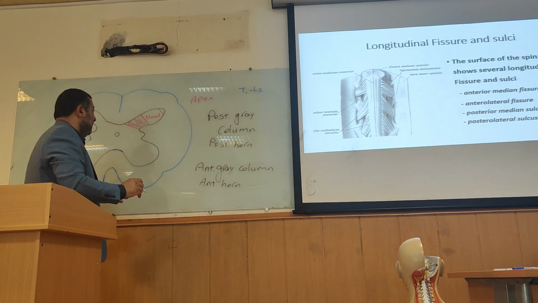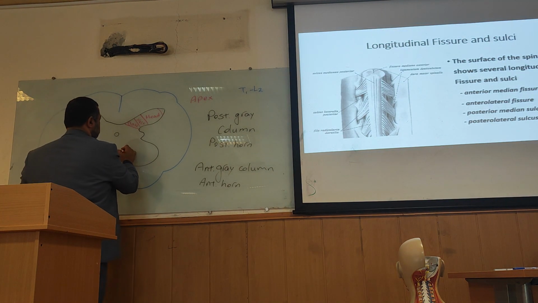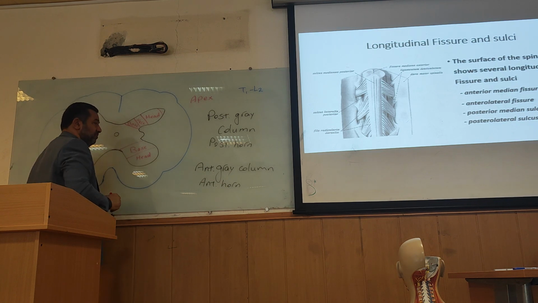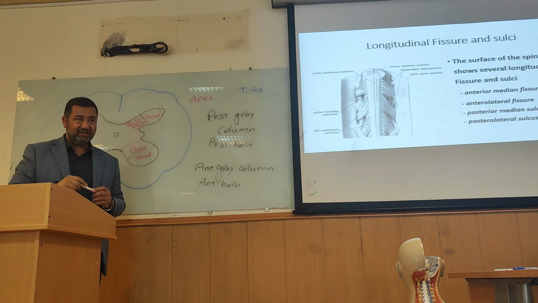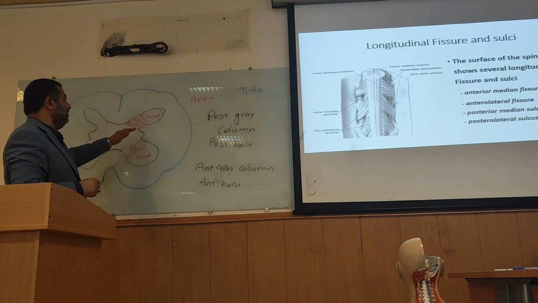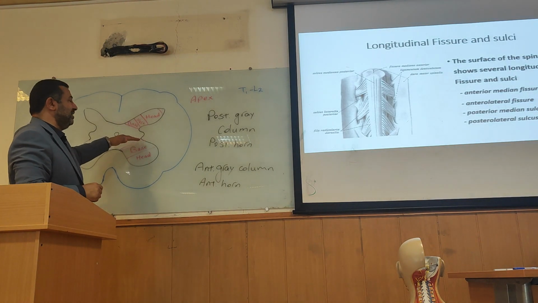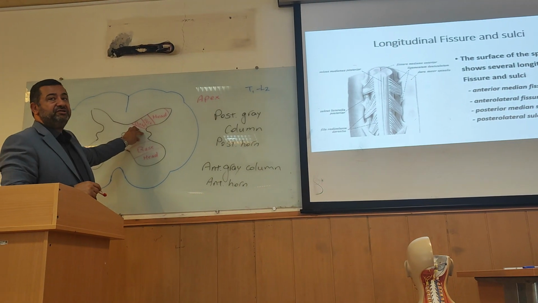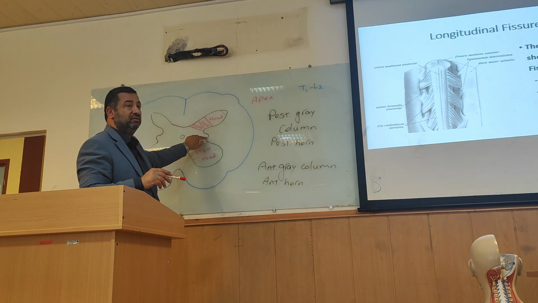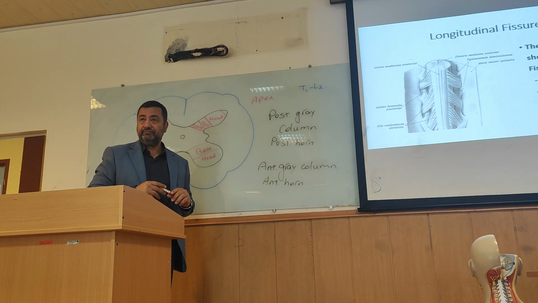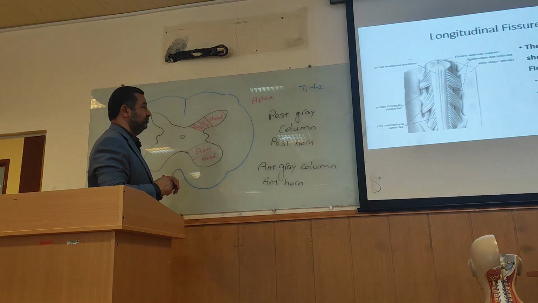Okay? Anterior gray column has 2 parts: base and head. Between base of posterior gray column and base of anterior gray column, this is intermediate gray column. And from T1 to L2, it has lateral horn. Is it clear? Yes. Yeah? This is lateral horn.